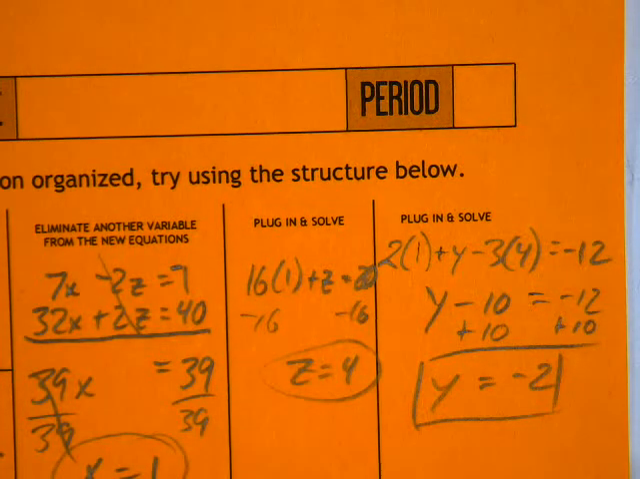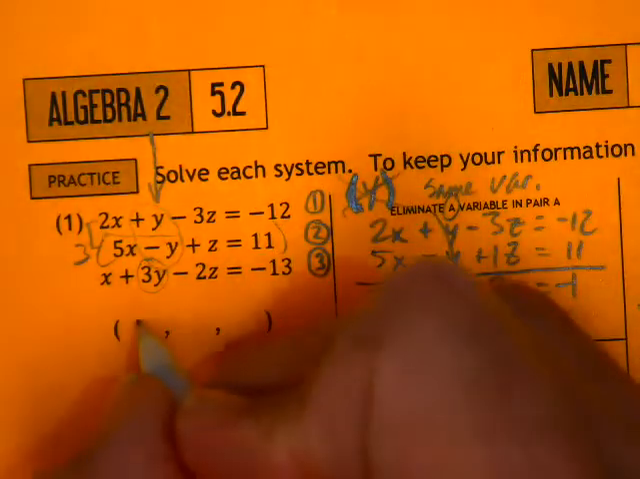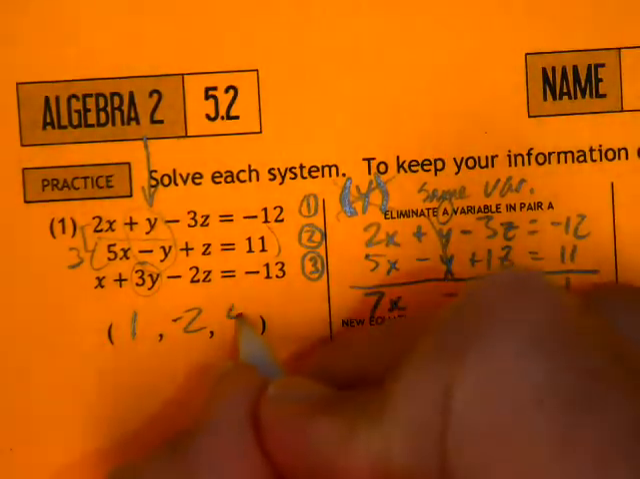Okay, you'll notice I have an x, I have a y, and I have a z. Your answer should be, oh, here it is. Your x value is 1, your y value is negative 2, and your z value is 4.